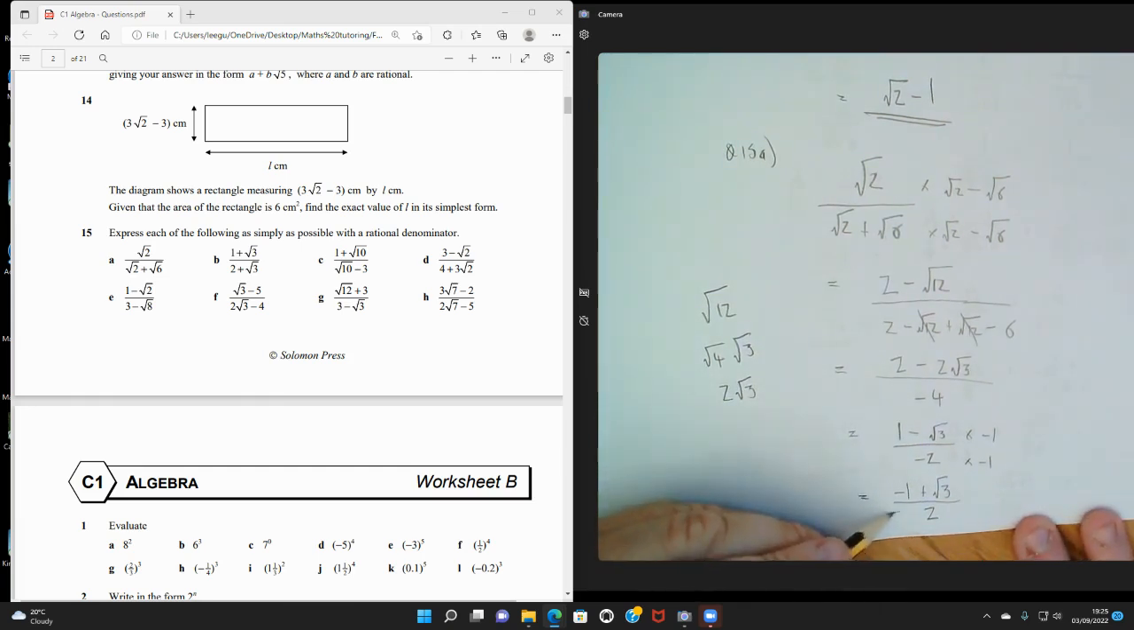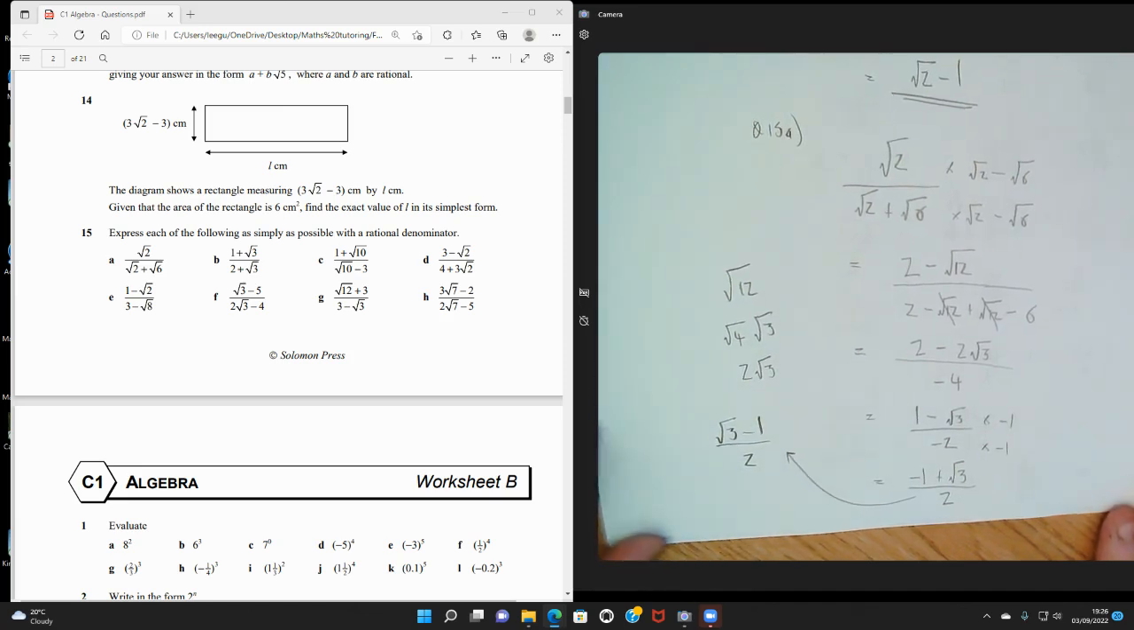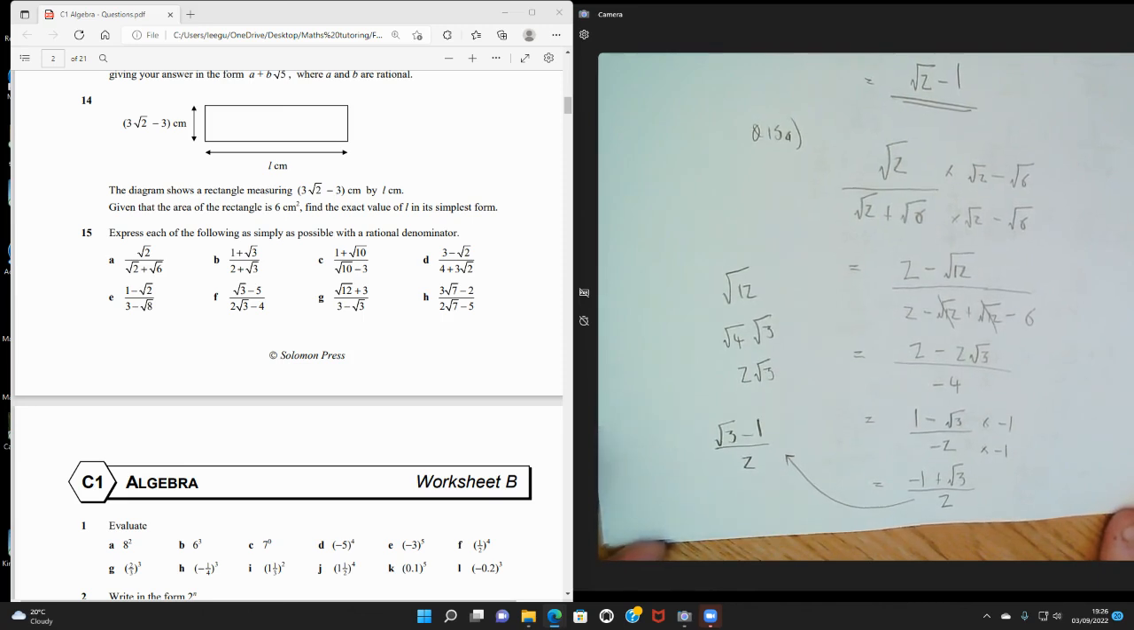Again, it's not customary to start off with a negative number, so I'm going to write that as √3 minus 1 all over 2. This is the kind of thing where you wouldn't lose marks, let's say, if I'd left it like this.